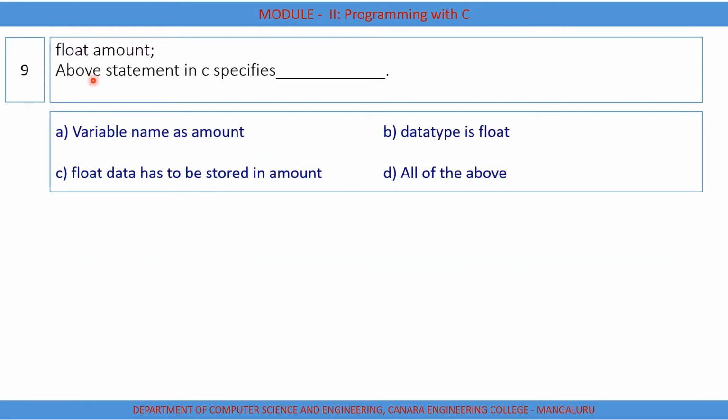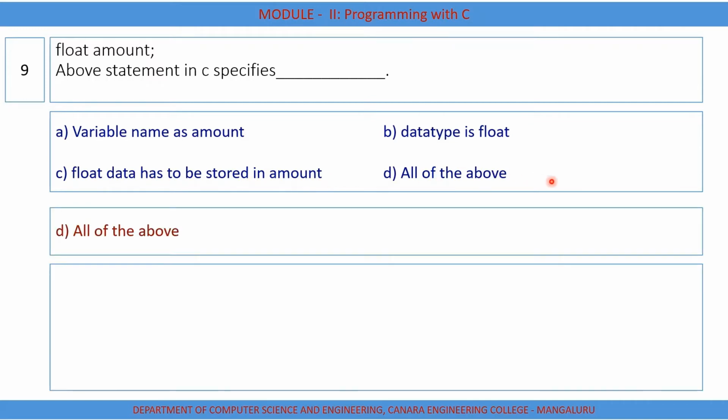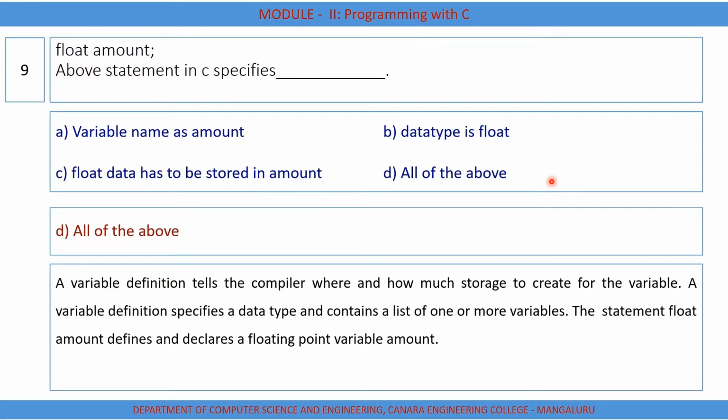Float amount, the above statement in C specifies what? One, the variable name is amount. Two, the data type is float. Three, float data has to be stored in amount. Or all of the above. The correct answer is all of the above. Here, float amount tells the compiler that I am going to use a variable by the name amount, which is of float data type, so it is going to store fraction values. That's why all of the above is the right answer.